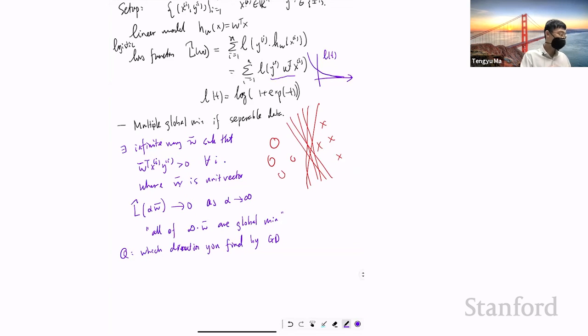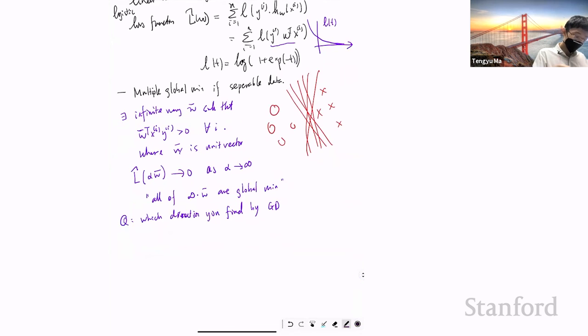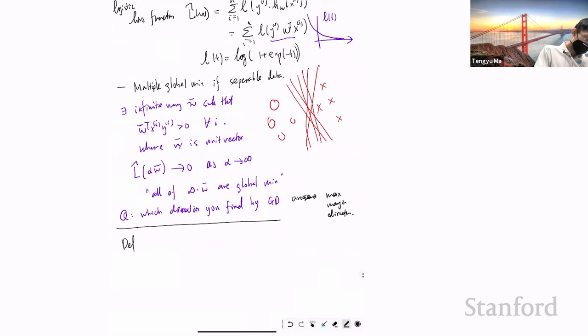We're going to say that this actually converges to the max margin solution. So the answer is the max margin solution direction. Let's define first the margin and the normalized margin. We have defined the margin in this class in many cases, where the margin is the minimum of this.